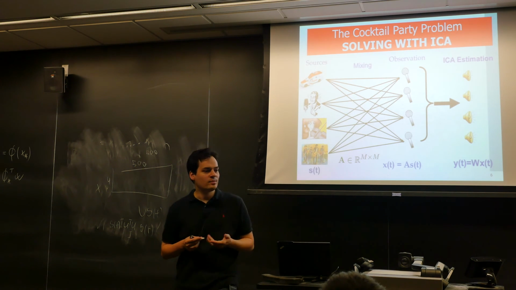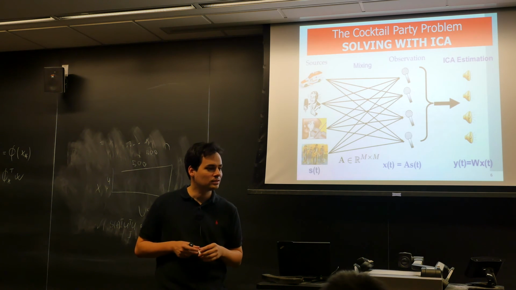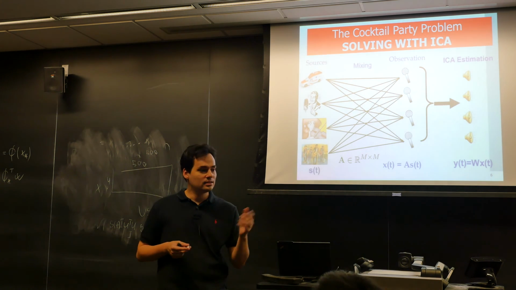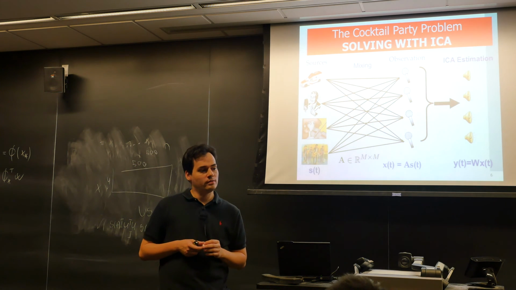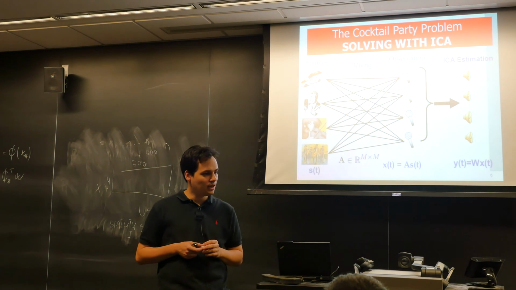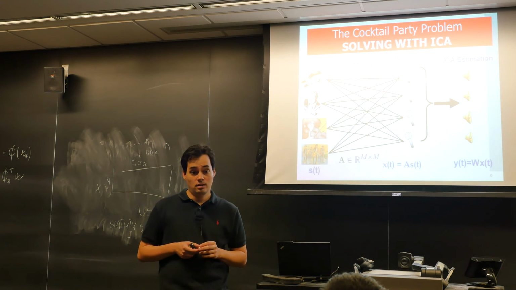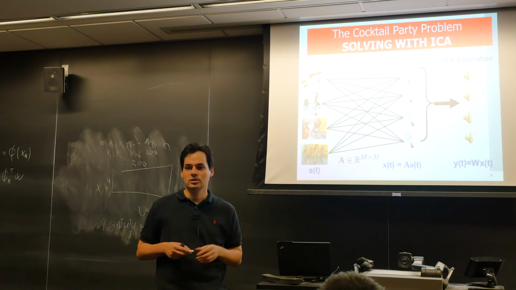So how else can I measure dependence other than covariance? Statistical independence. Right, statistical independence. So let's estimate the mutual information between these guys. And let's try to minimize mutual information.